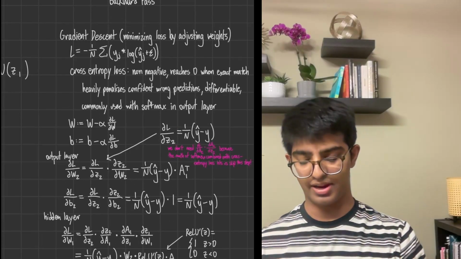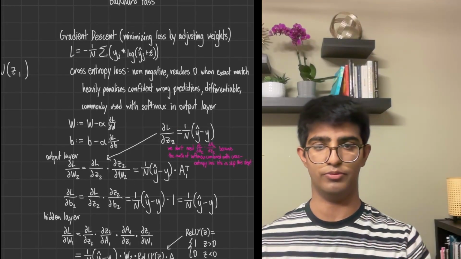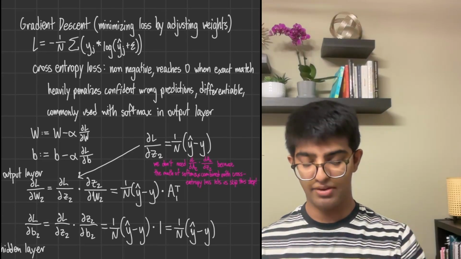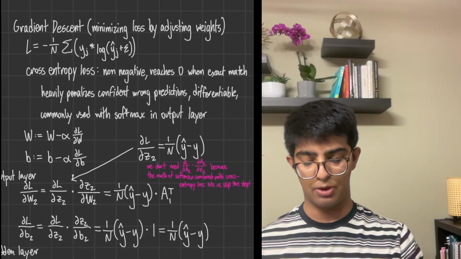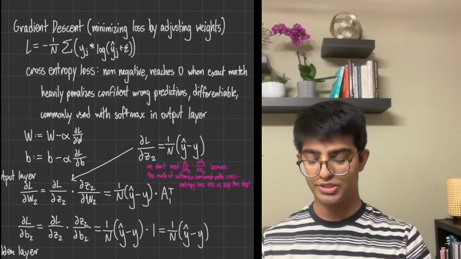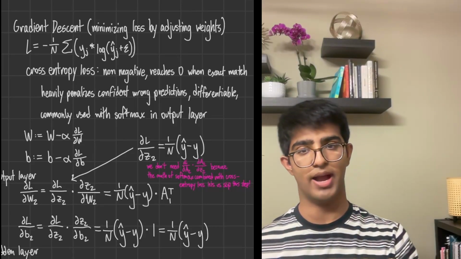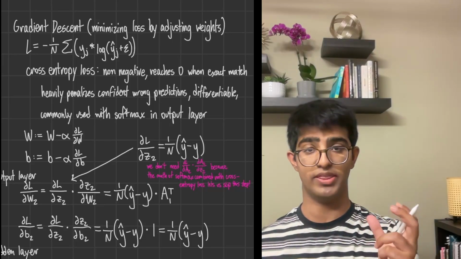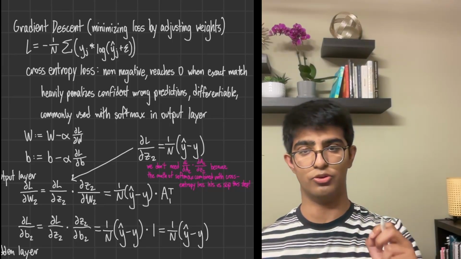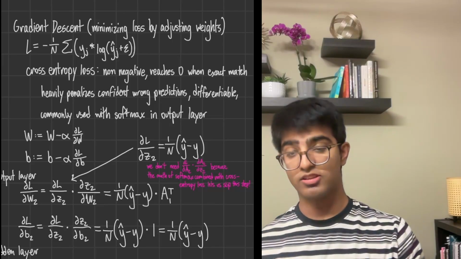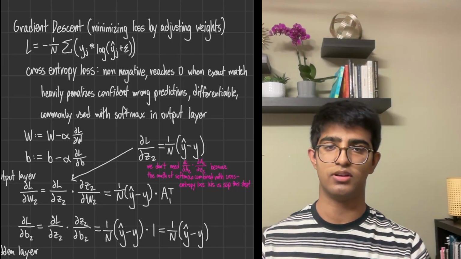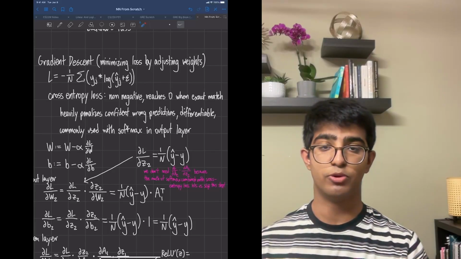It simplifies down really well with the combination of softmax and cross-entropy. The benefits of cross-entropy loss are that the outputs are non-negative, and it reaches 0 when there's an exact match between the predicted value and the actual value. Cross-entropy loss also heavily penalizes confident wrong predictions. And since it's differentiable, it helps us do gradient descent.